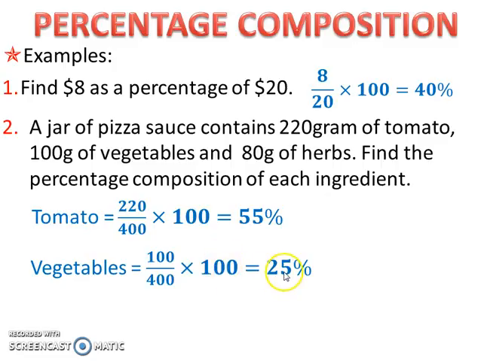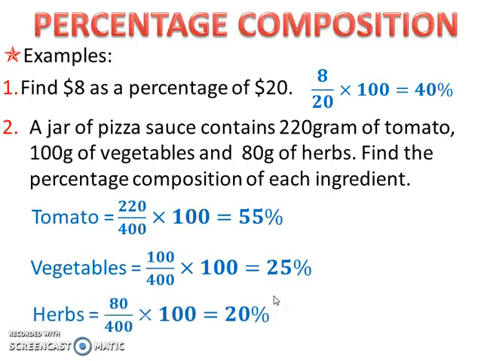So when you times it by 100, you see it's 25%. And you can see that that's 1/4, so you should know that that's 25%. For the herbs, 80 out of the 400 times by 100, and it's 20%. When you add those up, you get 70, 80, 90, 100. So the whole 100% of the product is made up of these three things. There's no other ingredient.